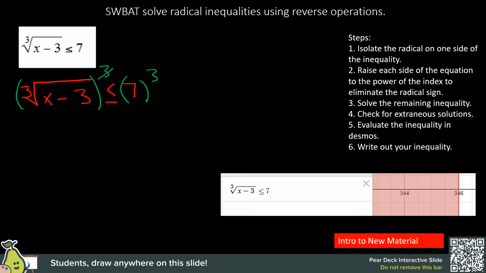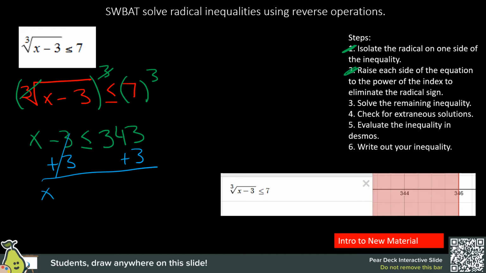Cube and cube root simplify out. We have x minus 3 is less than or equal to 7 cubed. Well, 7 times 7 would be 49, but we have to multiply that by another 7, which is 343. So step 1 we did, step 2 we've done as well. We want to solve the remaining equation, so to undo that 3 there, we want to add 3 to both sides.